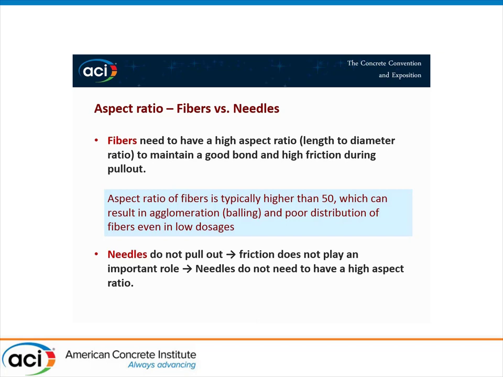So for that reason, we don't need the needles to have a high aspect ratio. The needles that I will show you and that we investigated in our lab have an aspect ratio of about 17, and that is very helpful. Large aspect ratio of fibers results in what we call balling or agglomeration. When you put too much fiber in concrete, they start to agglomerate, and it is very difficult to distribute them uniformly within the concrete matrix.